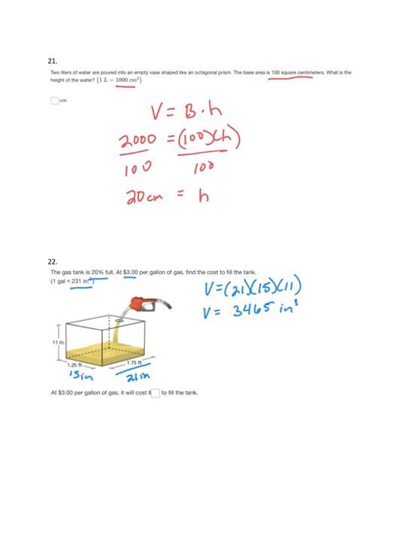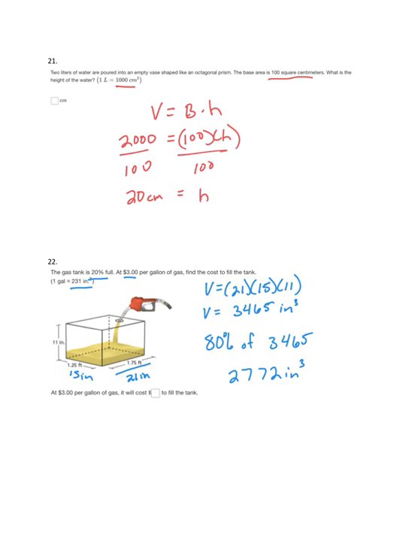My volume is 3,465 cubic inches. But it's already 20% full, so I need to find 80% of 3,465. That's 3,465 times 0.8, which is 2,772 cubic inches still to go.